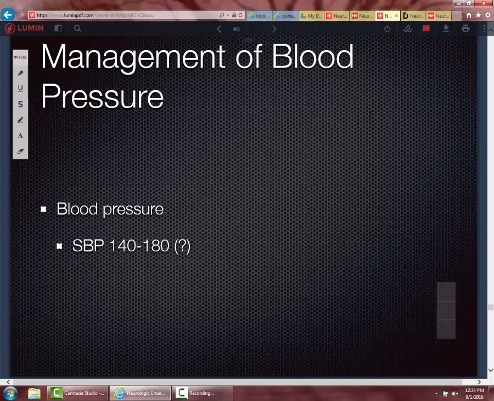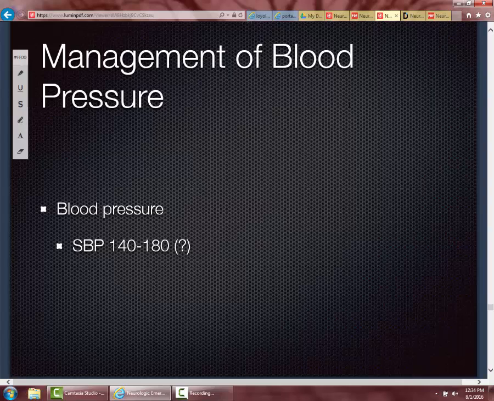So the management of blood pressure is also very controversial. The data shows that you should maintain a systolic blood pressure of 140 to 180. It really doesn't make sense. The cerebral perfusion pressure is dependent on the mean arterial pressure, and that's primarily closer to your diastolic pressure. So giving someone nicardipine to drop their systolic blood pressure is not going to change your MAP all that significantly.